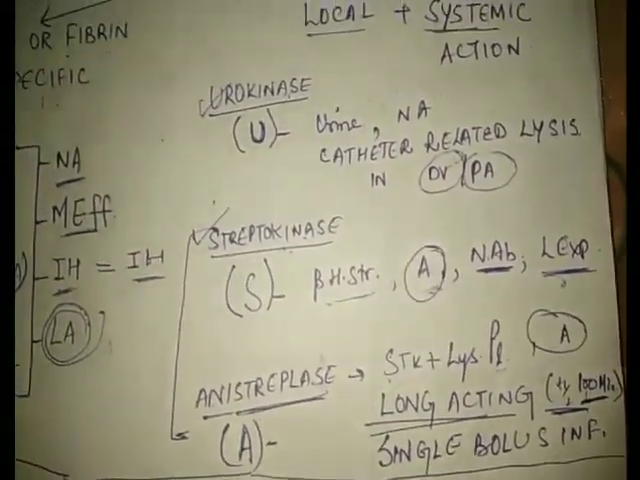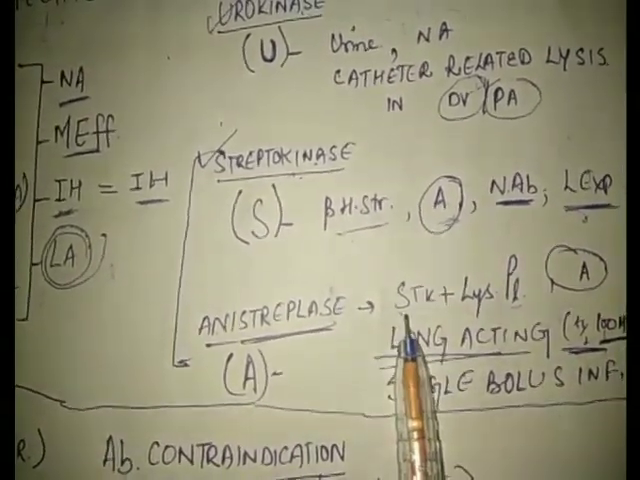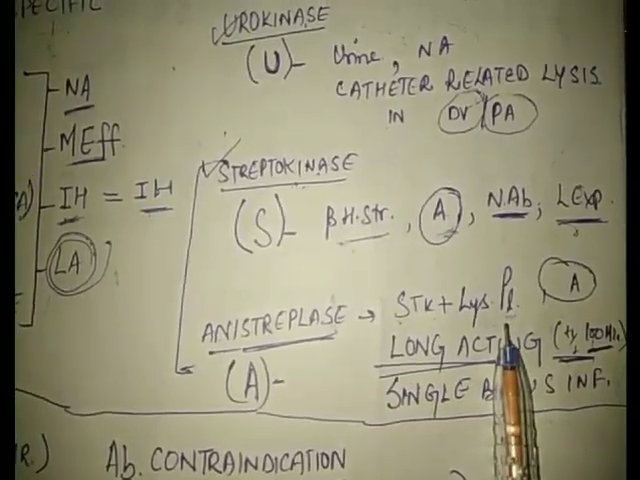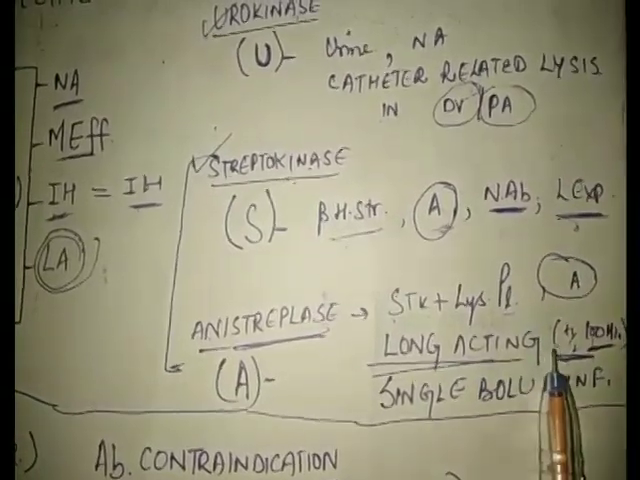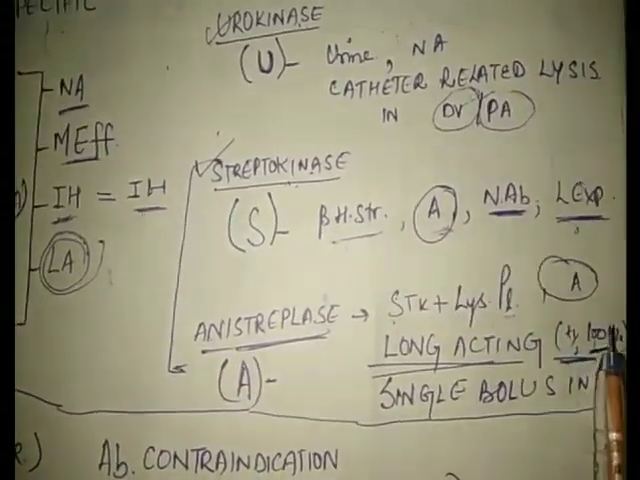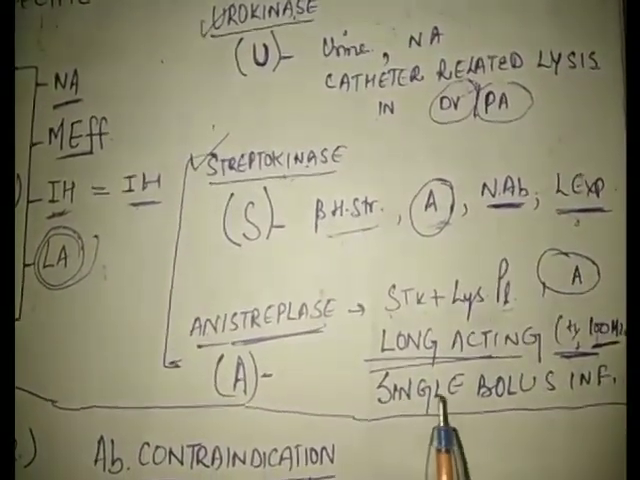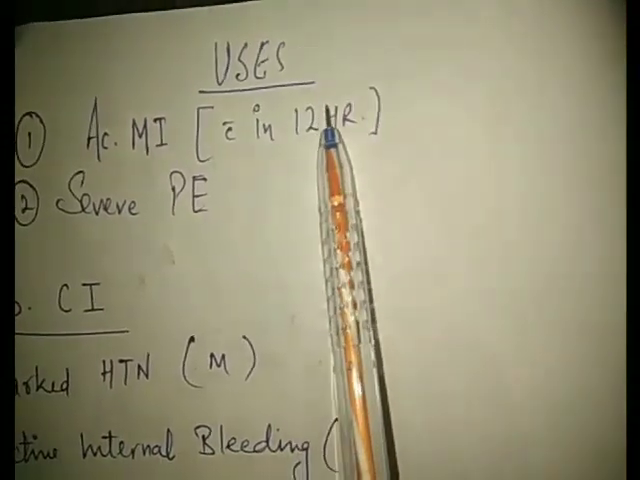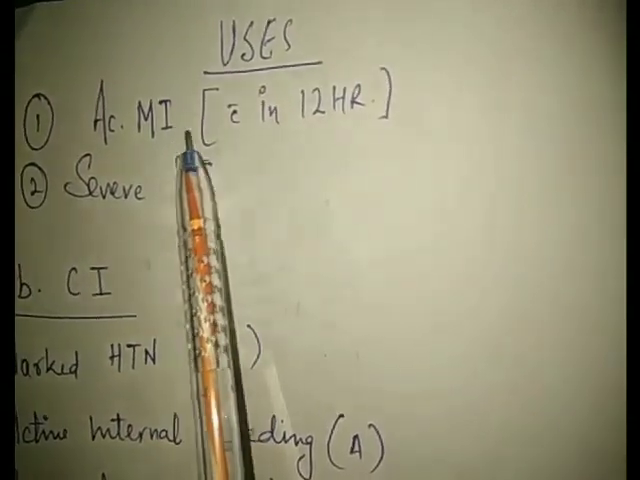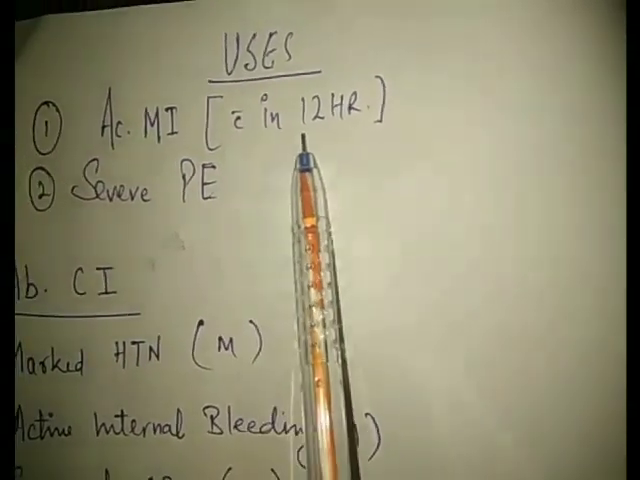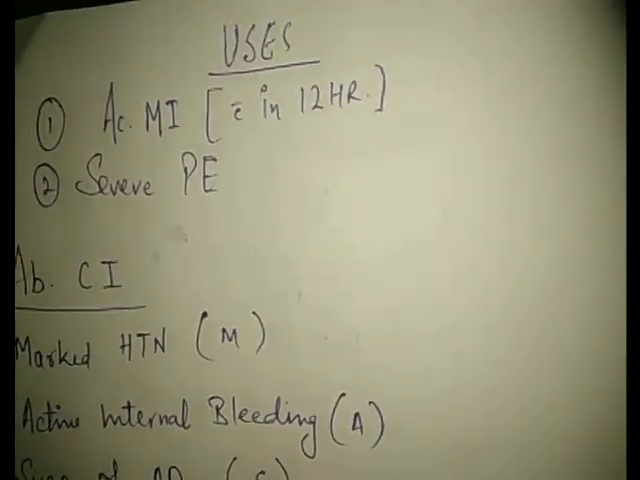That's why it is most commonly used as compared to the other fibrinolytic drugs. Okay, and anistreplase is obtained by combining streptokinase with Lys-plasminogen. Okay, and because of which it becomes long acting, and it has a half-life of about 100 minutes, and it is antigenic, already told you, and because of its long action it is given as a single bolus infusion. Now the uses of fibrinolytic drugs: it is used in acute MI. Okay, in acute MI it should be used within 12 hours to have a very good effect on the thrombus.